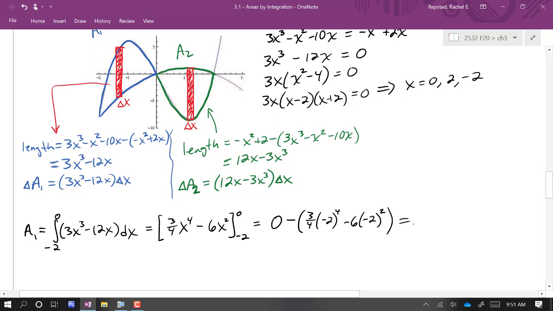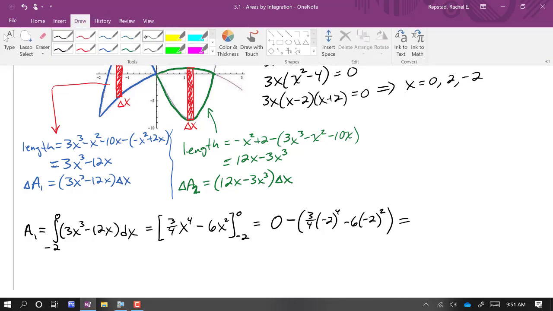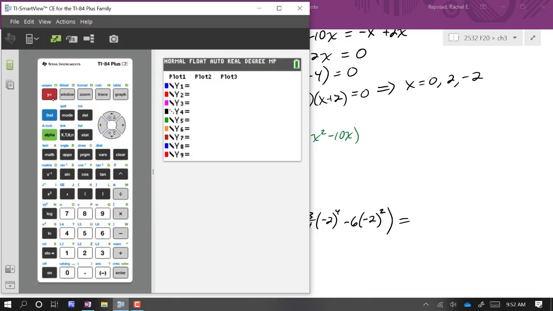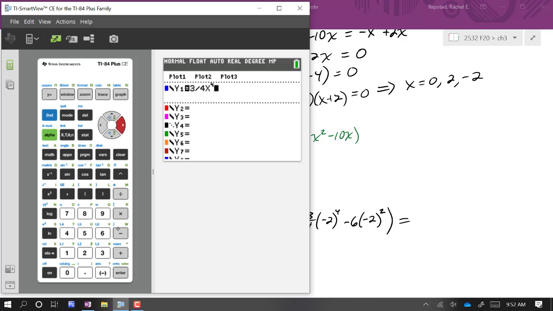I'm going to show you, and you might already be familiar with this or remember it from when we had to do it in Calc 1, but your calculator can evaluate expressions for a given input. So I'm going to put this expression, 3/4 x to the fourth minus 6x squared, into my y1 function in the calculator. And then I'm going to quit to home, and I want to evaluate that at -2.